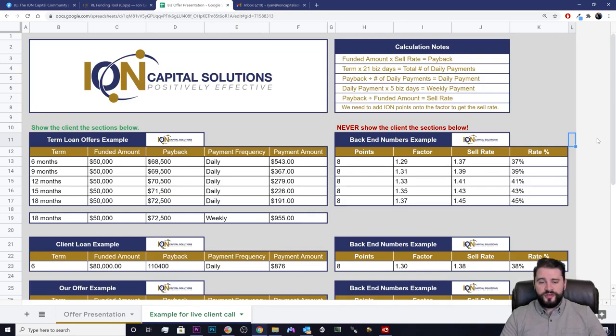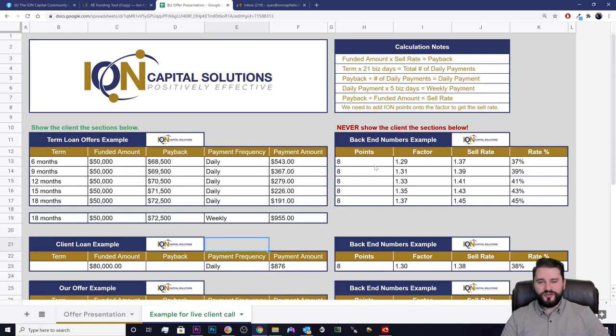Okay, so there's ways of utilizing formulas to gather missing bits of information. So if you look here at the term, the funded amount, the payback, payment frequency, payment amount, there you're going to talk to a client, right? If you look at the client loan example below, who's not willing to give you those bits of information. They won't give you the payback. They won't give you the term, right? So how do you get that stuff, right?